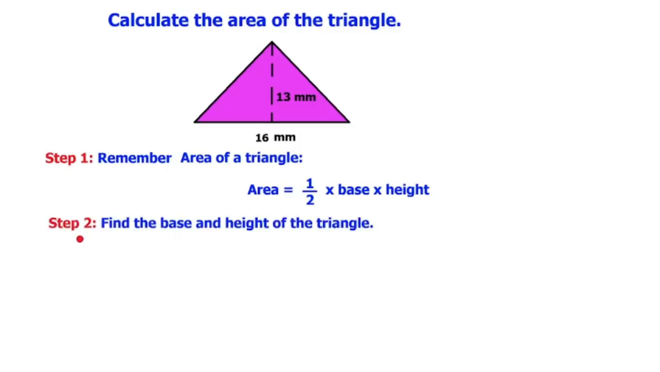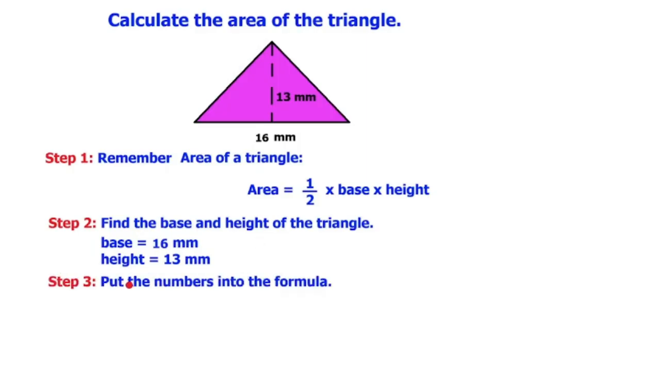So now step 2, find the base and height of the triangle, which we kind of did already. We know the base is 16 millimeters and the height is 13 millimeters. Now, step 3, put the numbers into the formula. So area equals half times the base, which is 16 millimeters, times the height, which is 13 millimeters. And then you just calculate that out. And it works out to be 104.